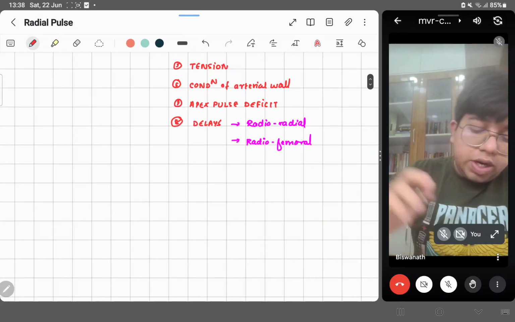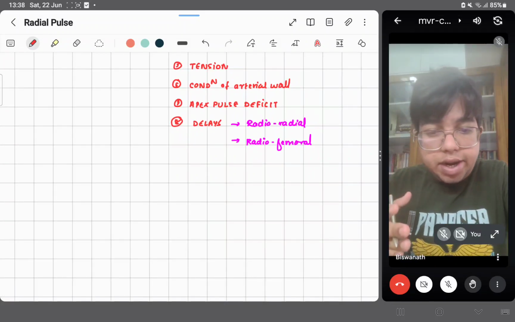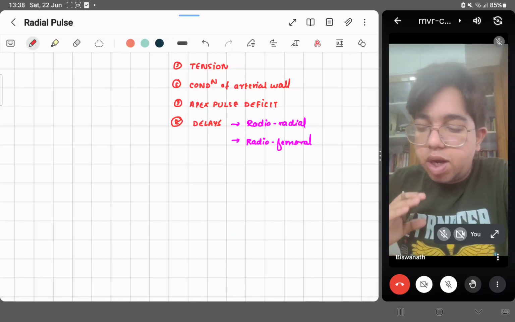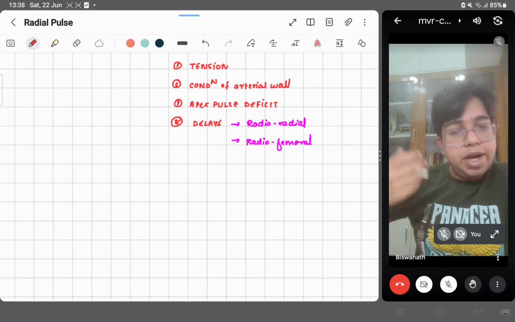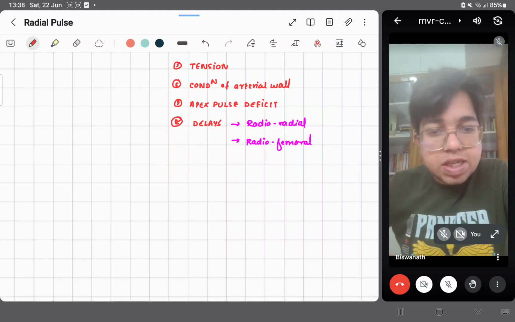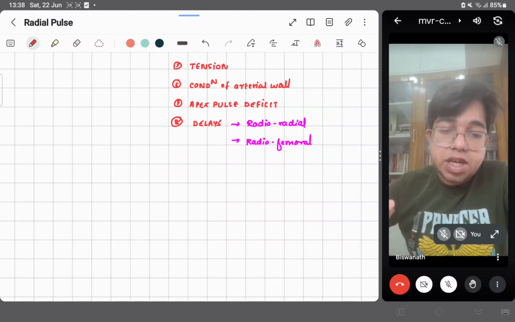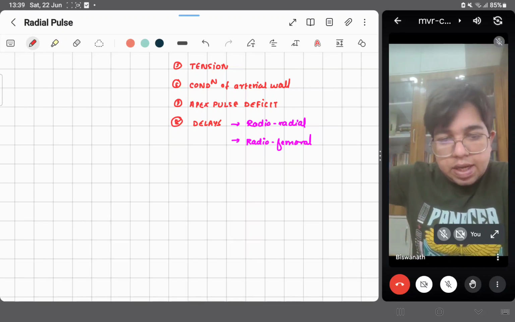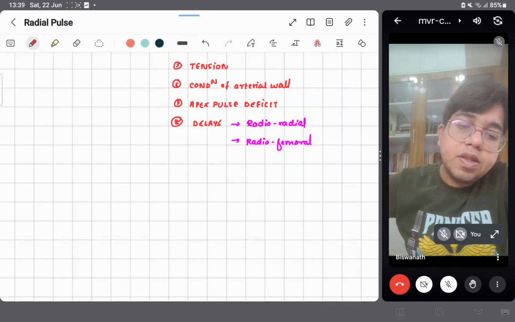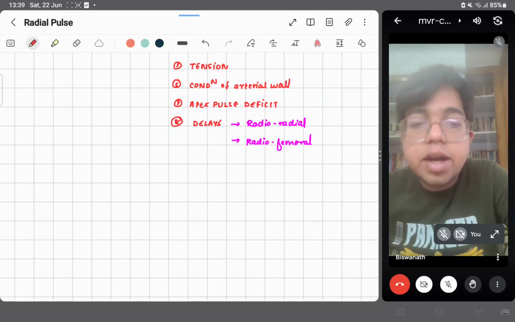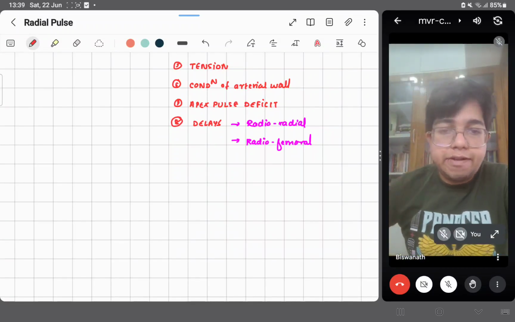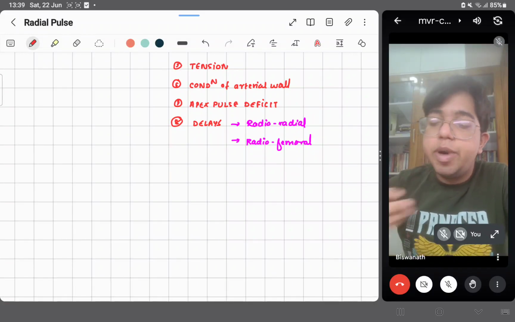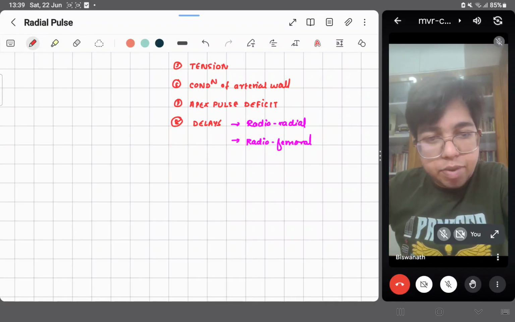So delays, I was talking about radio radial delay and radio femoral delay. Basically you have to check the pulse on the femoral artery as well and compare it with the radial artery. There must not be any delay. So in the first year, you have to write all things normal. Abnormal things are coming in later years. To understand the abnormal things, you have to know the normal things first, right? There must be no delay between left and right hand pulses, and no delay between the radial pulse and the femoral pulse.